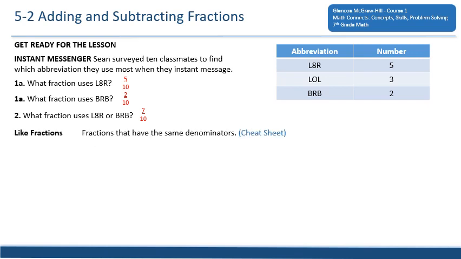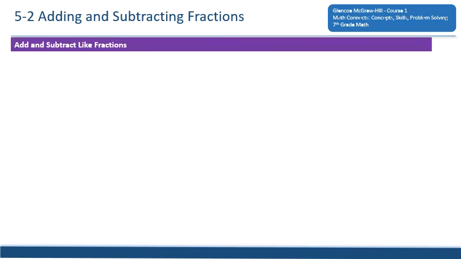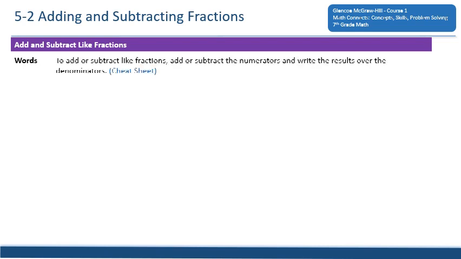Like fractions are fractions that have the same denominators. 5/10 and 2/10 are like fractions because they both have a denominator of 10. Words: to add or subtract like fractions, add or subtract the numerators and write the results over the denominators. So an example is 5/10 plus 2/10. It's going to be 5 plus 2 over 10, or 7/10.